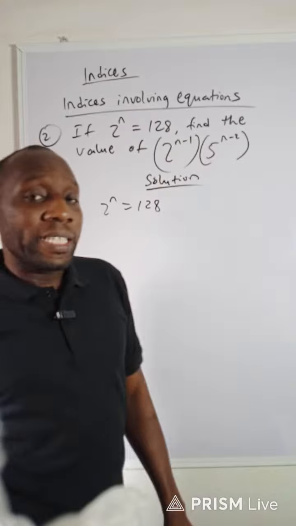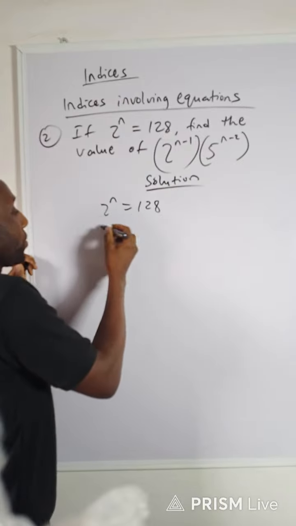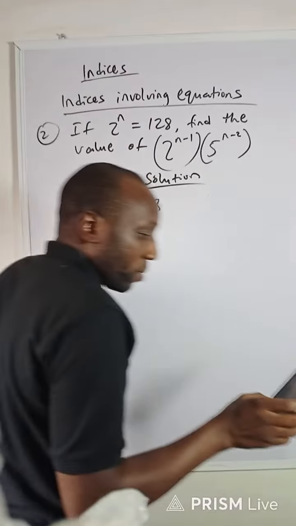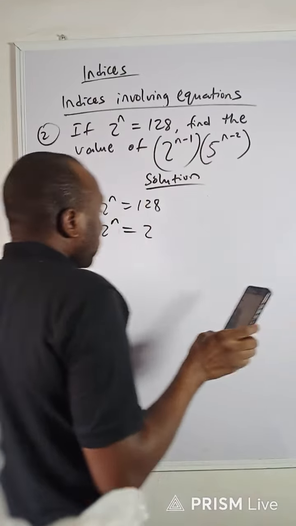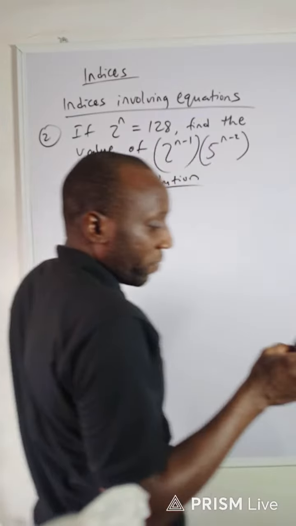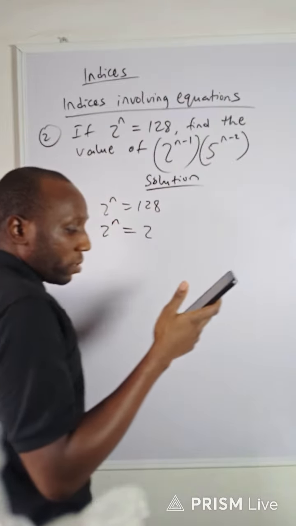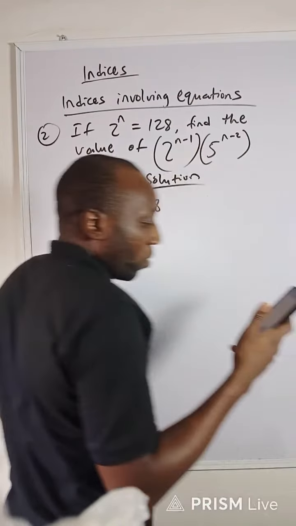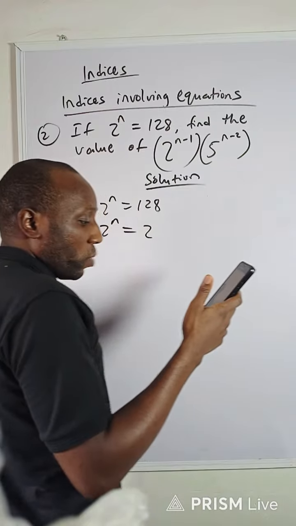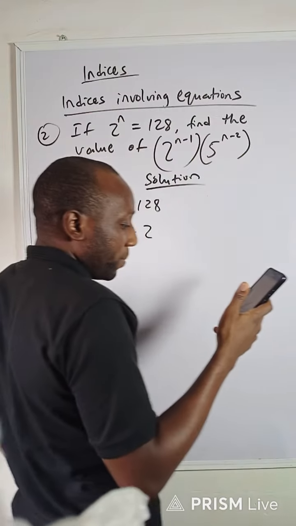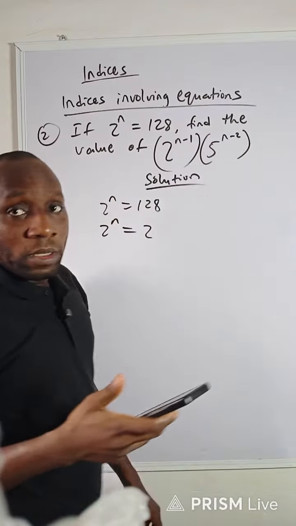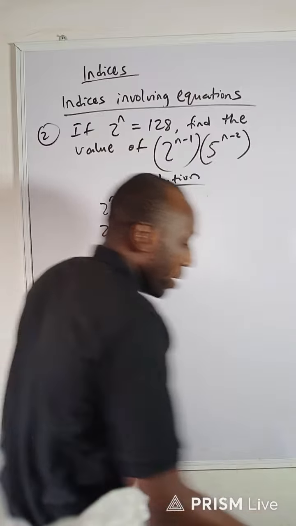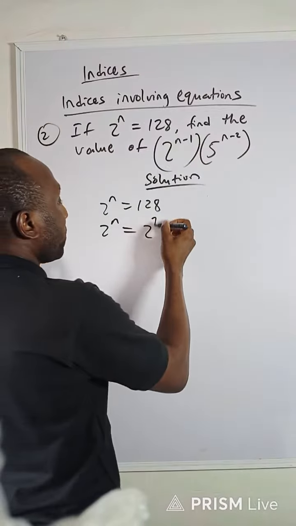We can express 128 as a power of 2, so it's going to be what? Who can tell me? What is 2 raised by what will give me 128? Who knows that? I need your feedback. Indices involving equation. Somebody should type it in the comments. So 2 raised by 7.